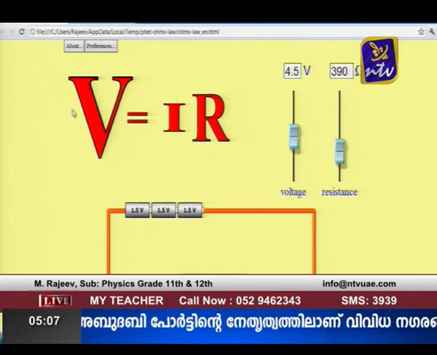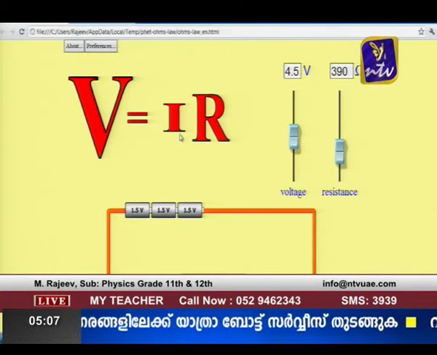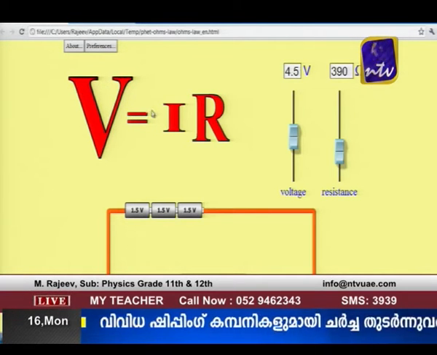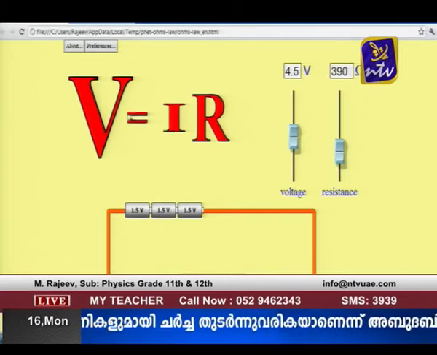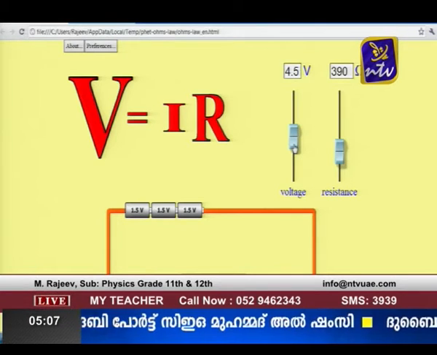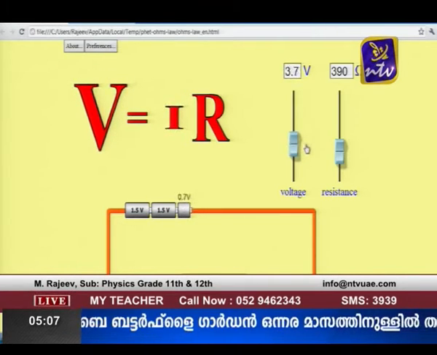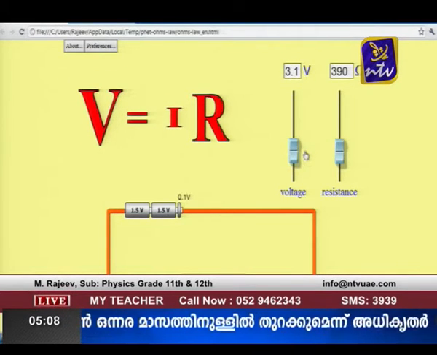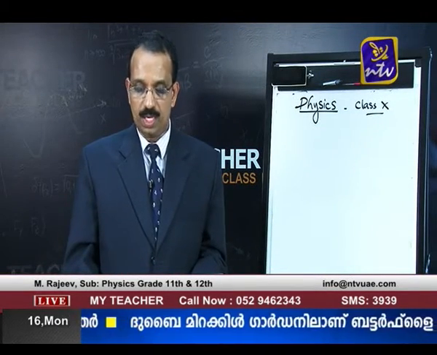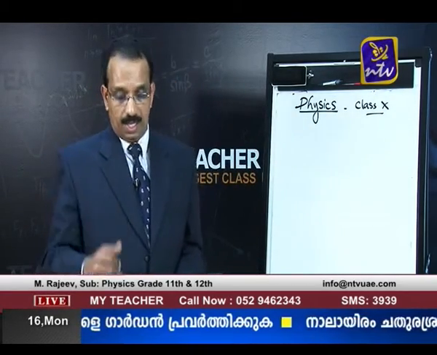From the equation, V stands for voltage, I is current, and R is the resistance of the wire. So from that you can make out that decreasing voltage decreases current when R is constant. This is Ohm's law. V is directly proportional to I. The more potential difference you supply, the more current is produced. And when you increase the resistance, the current decreases.